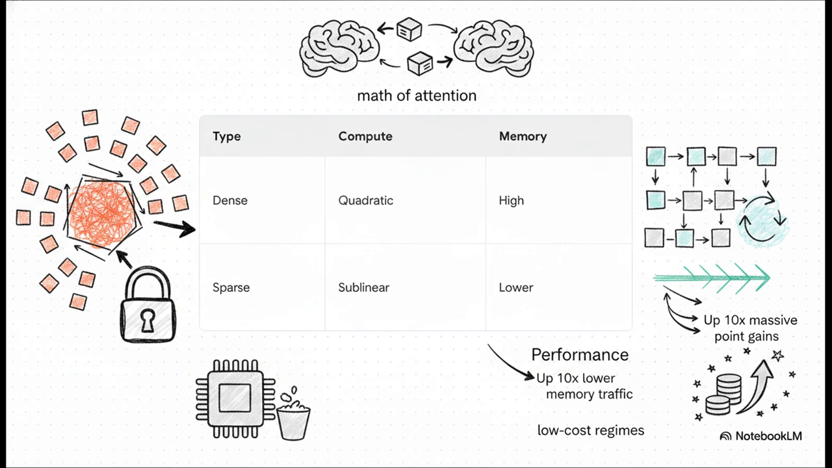Traditional dense attention scales quadratically. Every new token makes the math exponentially harder, which leads to that extremely high bottlenecked memory access. But sparse attention, specifically a technique called block Top-K, turns that quadratic growth into sublinear scaling. It averages key vectors in blocks and simply skips the irrelevant tokens. This results in up to 10 times lower memory traffic and actually yields massive point gains on math benchmarks in low-cost setups. It's a total game changer.